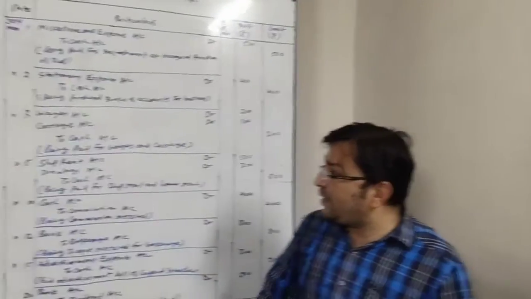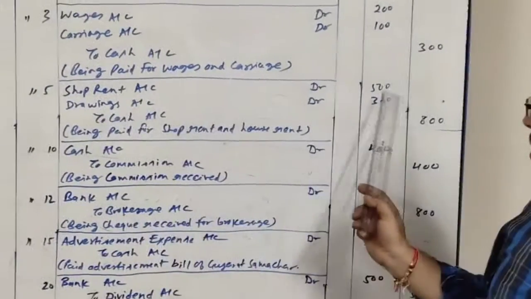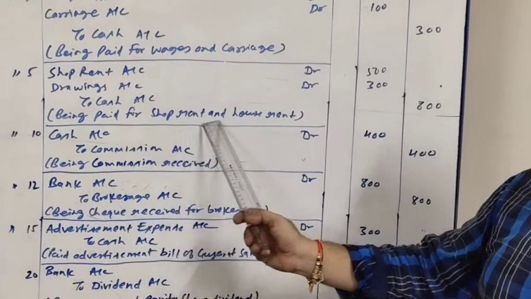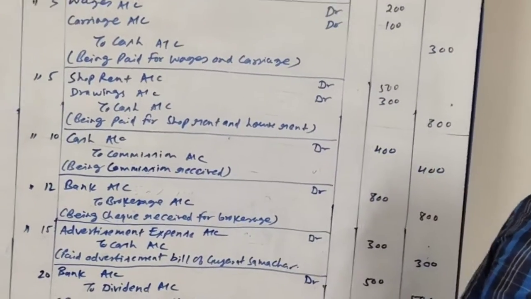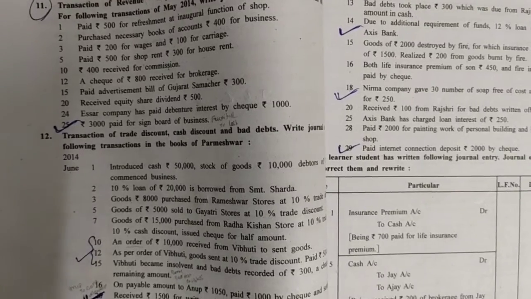So the entry will be shop rent account debit 500, drawings account debit 300 to cash account 800, being paid for shop rent and house rent. Okay, let's move to the next transaction. The next transaction is on date 10.